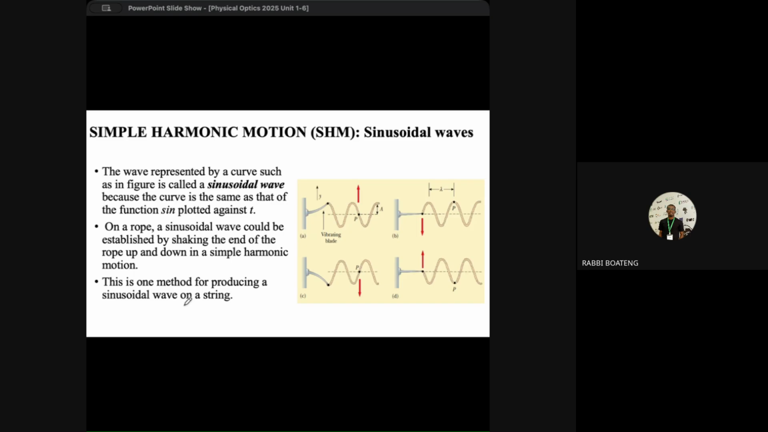Now let's look at something here. We can also observe sinusoidal as this. In fact, when we have, let me show you something.